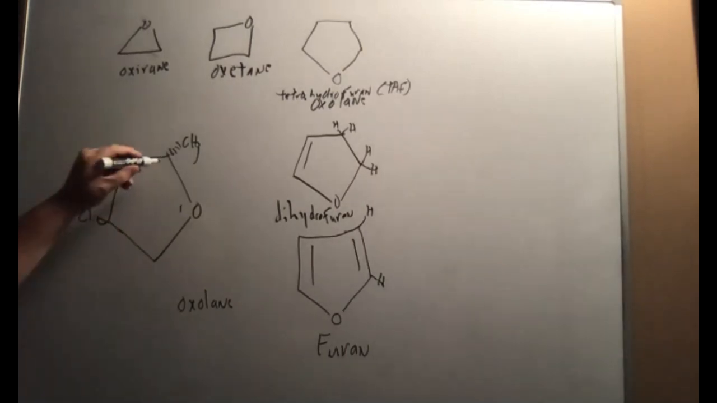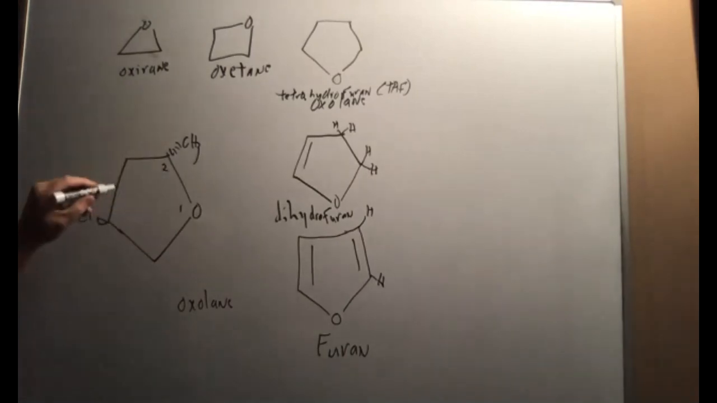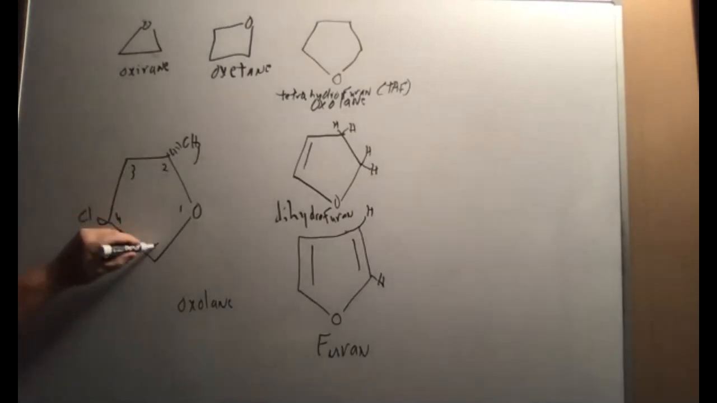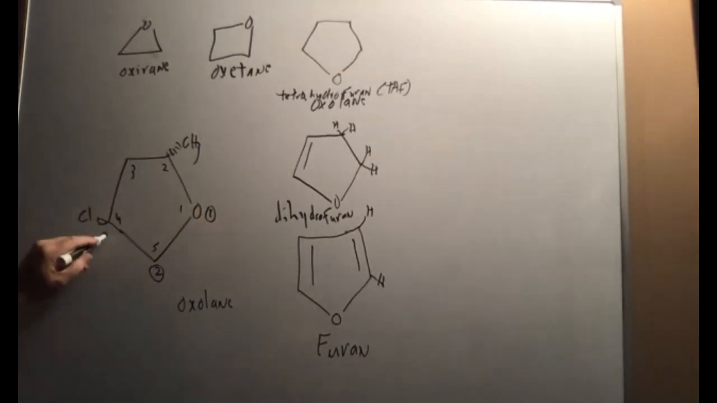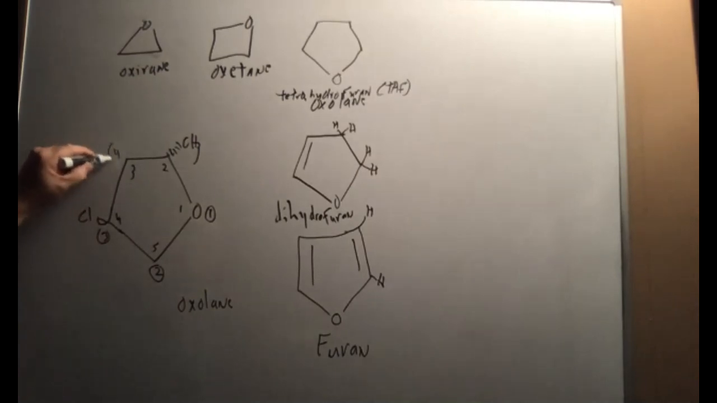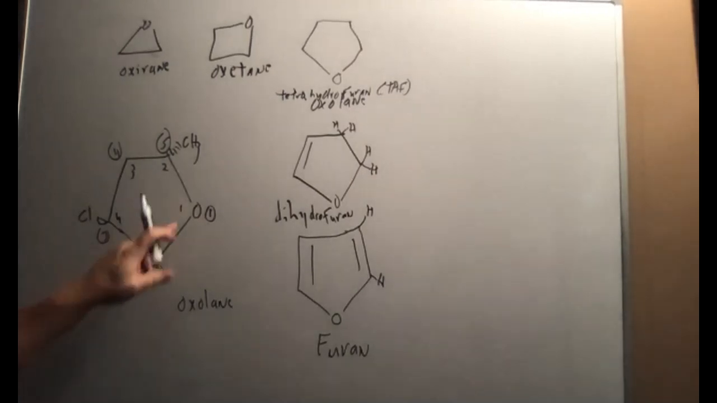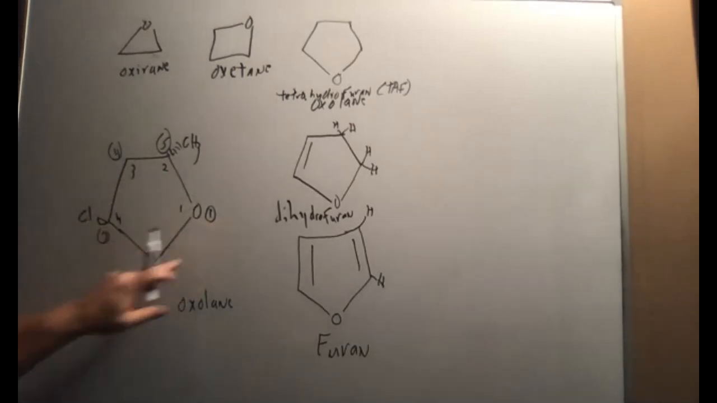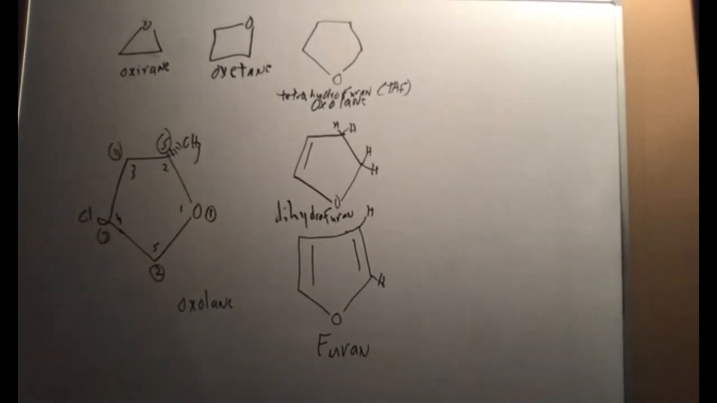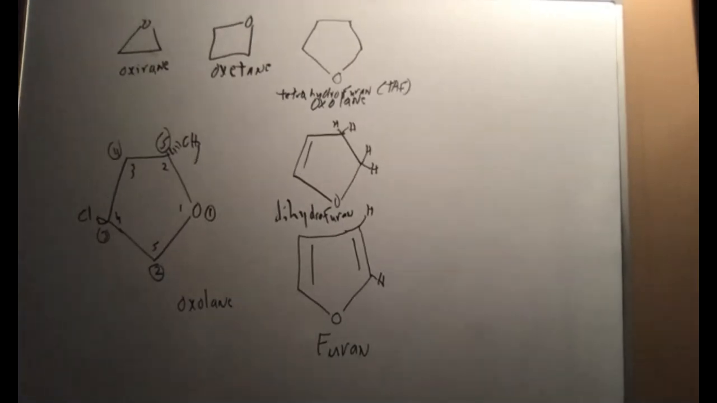If I number counterclockwise, this is going to be 2, 3, 4, 5. If I number this way, are the numbers inside the ring or outside the ring better? Inside the ring, notice, puts my substituents at 2 and 4. Outside the ring puts my substituents at 3 and 5. So notice inside is better, even though that doesn't give chlorine the lower number.